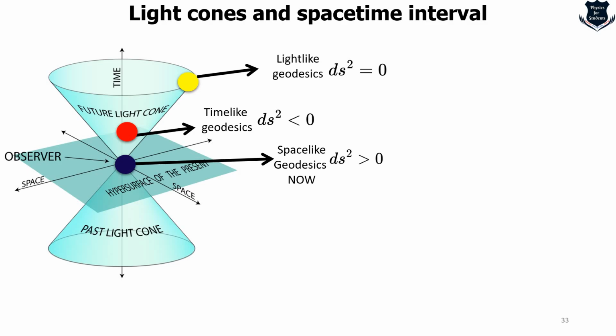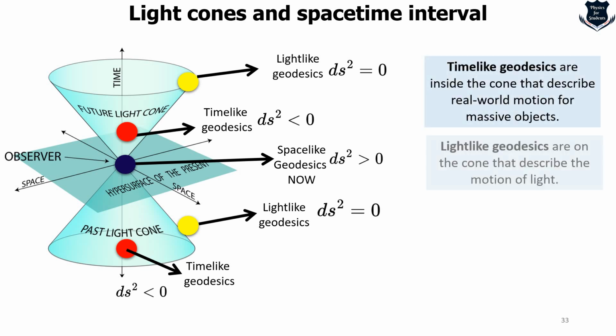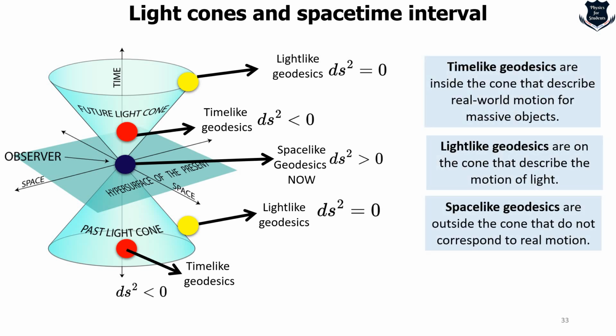This implies faster than light travel, which is not possible, and these geodesics do not correspond to physical motion but are used in some mathematical treatments. So we can further put this one as light-like, this one as time-like, and so on. So time-like geodesics, light-like geodesics, and space-like geodesics. These three things are very important.